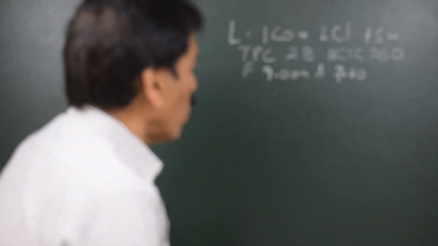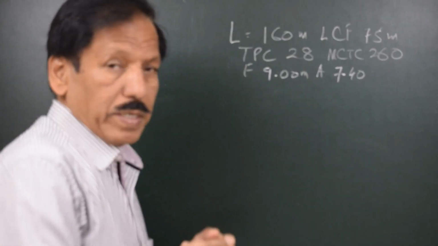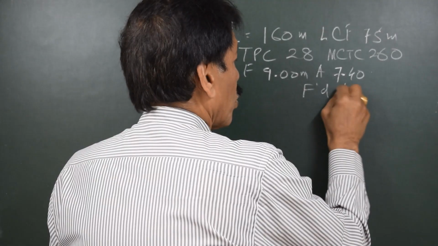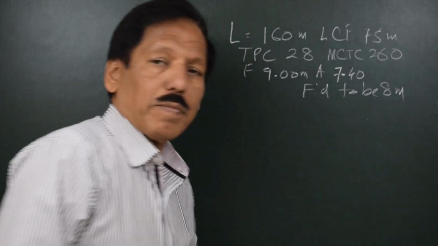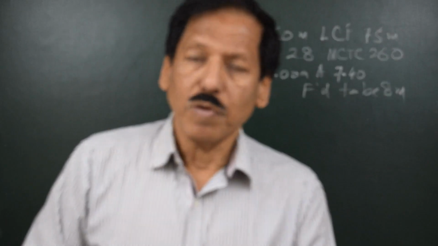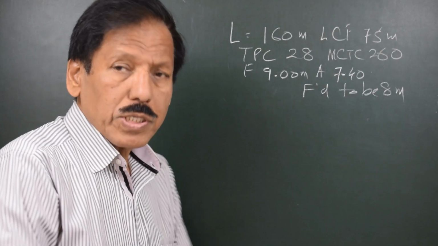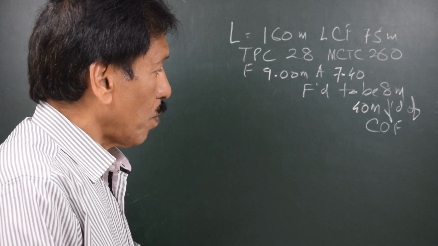Now we need to bring the ship to a draft of say 8 meters forward, so that the damage comes above the water and we are able to do some temporary repairs there. So the question here is, how much weight needs to be discharged? The location is 40 meters forward of the center of flotation.